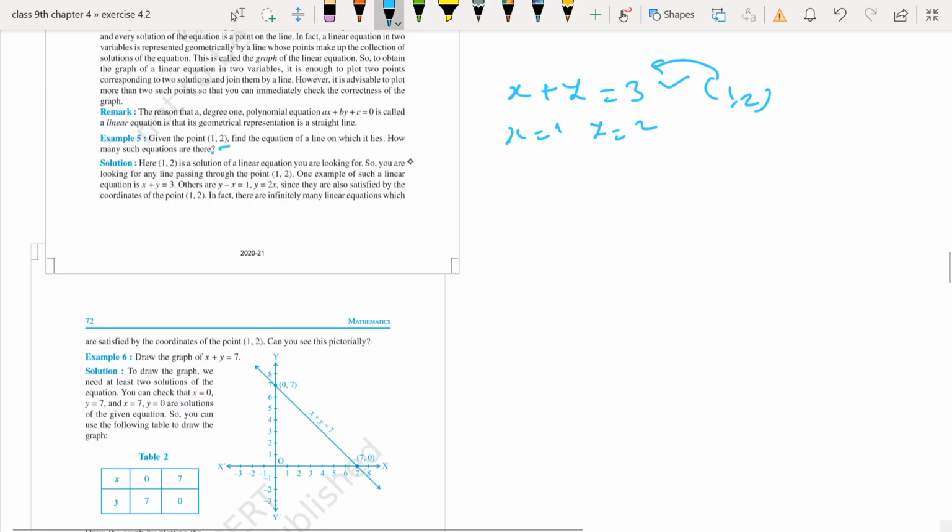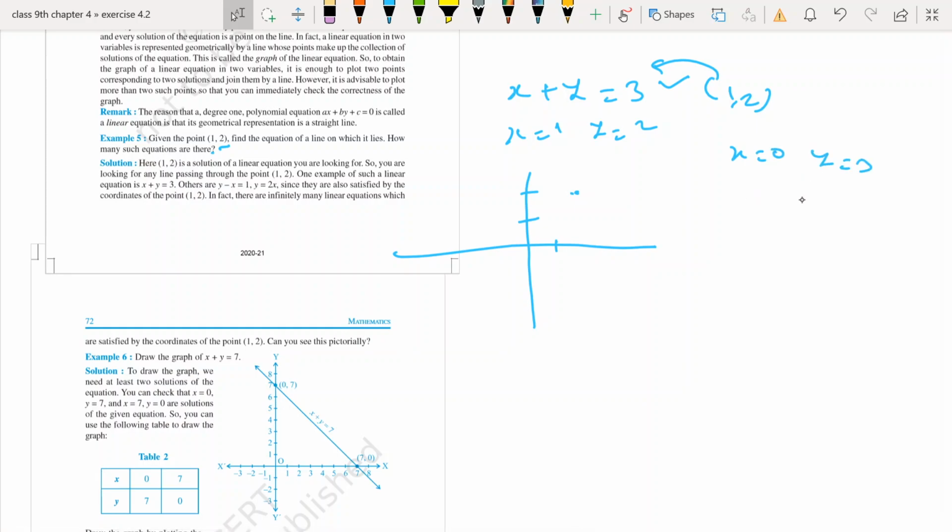Now it asks how many such equations there are. First we will draw this line x plus y equal to 3. With x equal to 1 and y equal to 2, here will be the point. And if we put x equal to 0, then y equal to 3, and if y equal to 0, then x equal to 3. So the points will be (1, 2), this point (3, 0) and this point (0, 3).